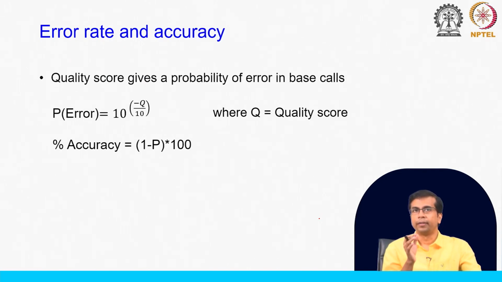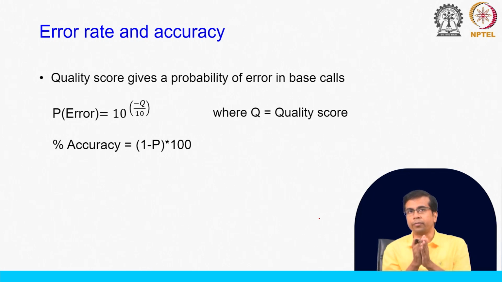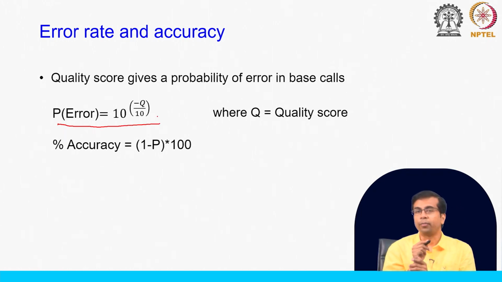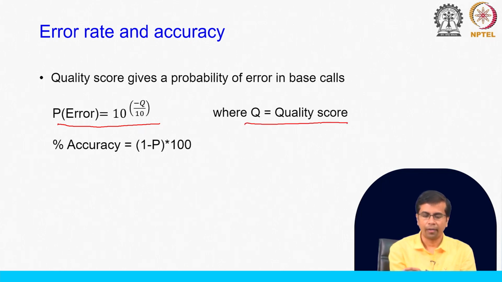Now, how is this quality score important? It gives a probability of error in the base calls. Looking at the quality score, we can tell what the chance is that this base is wrongly called, that this is not the right base. You see this formula here: the probability of error is given by 10 to the power minus q by 10, where q is the quality score.